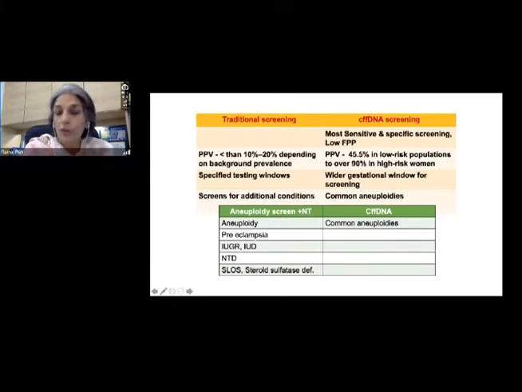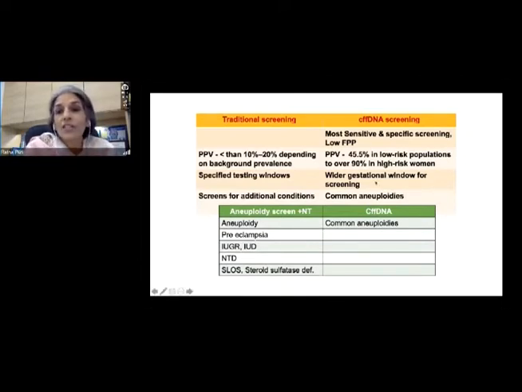The positive predictive value varies according to the prevalence. If we are doing a cell-free fetal DNA in a low-risk population, that means in every woman who's pregnant, it has a positive predictive value of 45% compared to only 10 to 20% for traditional screening. And if we apply the cell-free fetal DNA to high-risk women, it has a very good positive predictive value of 90%, which means the possibility that the disorder is actually present is very high.